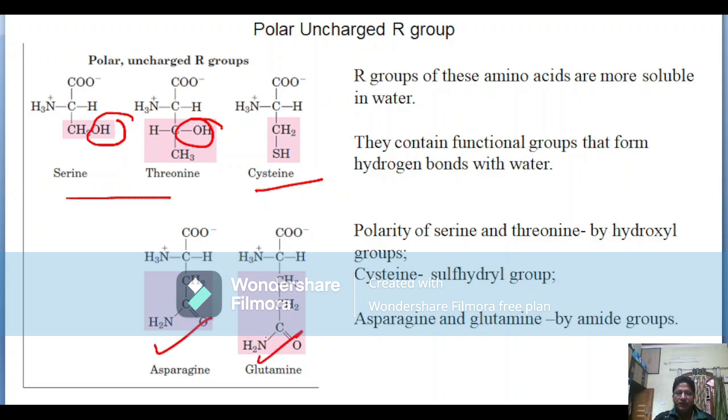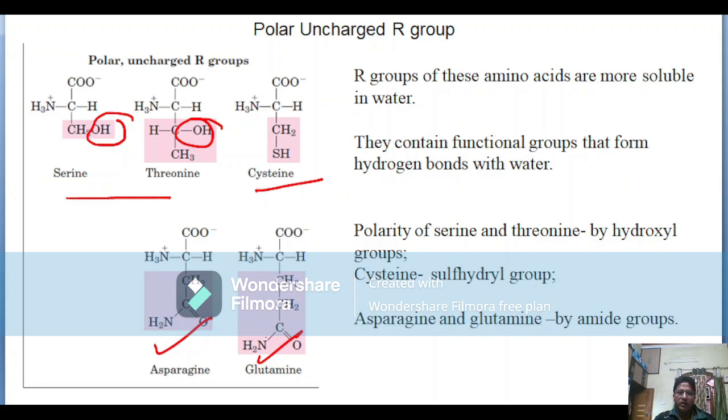So these five amino acids are considered polar uncharged amino acids because they have polarity. They can form a hydrogen bond with water, so they can solubilize in water. They are found mostly on the surface of the protein, so they can interact with the cytoplasmic water. The names of these amino acids are serine, threonine, cysteine, asparagine, and glutamine.